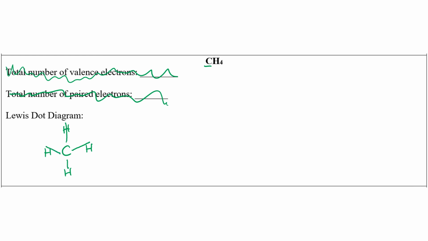But it doesn't look like the structure we've seen, so I'm going to redraw it, noting the number of bonds between each. So carbon has 1 bond here, here, here, here, and no lone pairs around hydrogen. I am done.